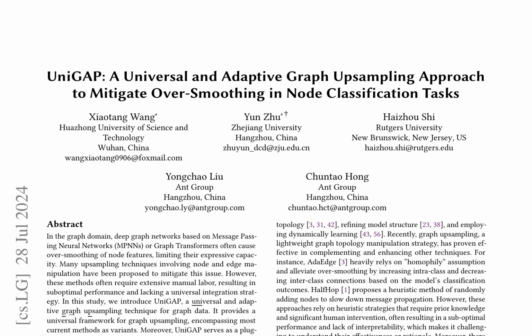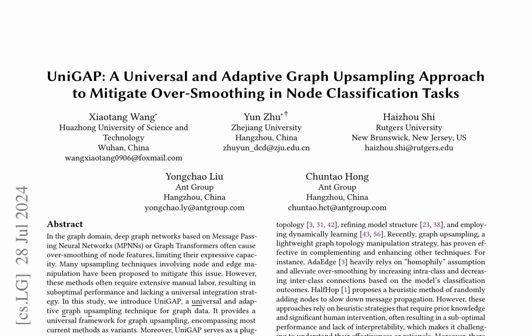Title: UniGAP, a universal and adaptive graph upsampling approach to mitigate oversmoothing in node classification tasks. Abstract: this paper introduces UniGAP, a novel and adaptive graph upsampling technique designed to mitigate oversmoothing in node classification tasks. UniGAP is a universal framework that encompasses most current graph upsampling methods as variants. It can be seamlessly integrated with existing GNNs to enhance performance and address the oversmoothing problem.